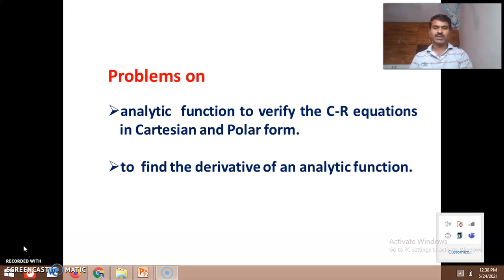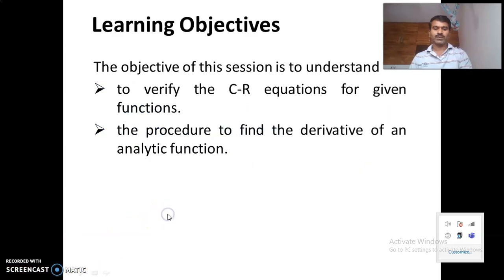Dear students, in this lecture I shall discuss some problems on analytic functions to verify the Cauchy-Riemann equations in Cartesian and polar forms, and also take some problems to find the derivative of an analytic function. So what is the learning objective of this lecture?